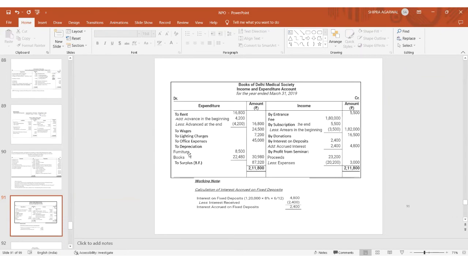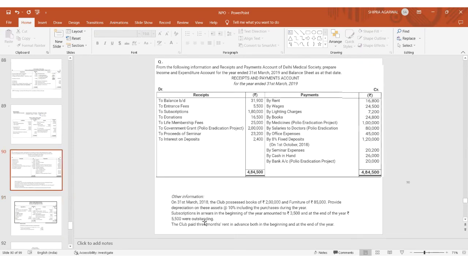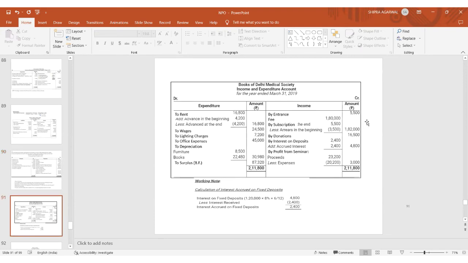Then to depreciation. For depreciation, furniture and books are considered. It is given as depreciation on these assets at the rate of 10%, including the purchases during the year, right? And you have to charge the depreciation on books as well as on furniture, right? So if I talk about books, here I have books, that is 24,800. So 10% on that.